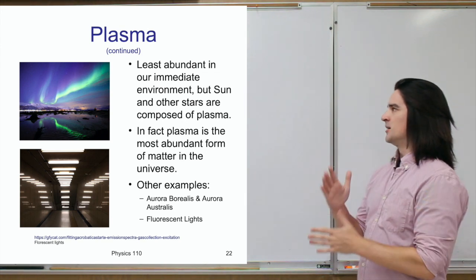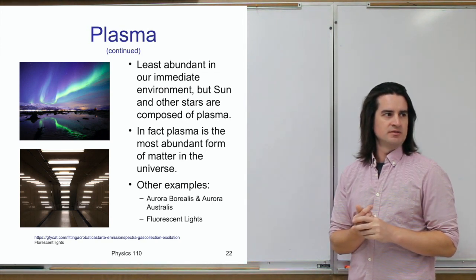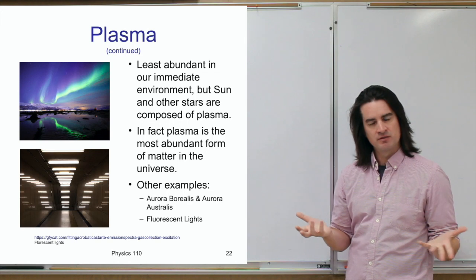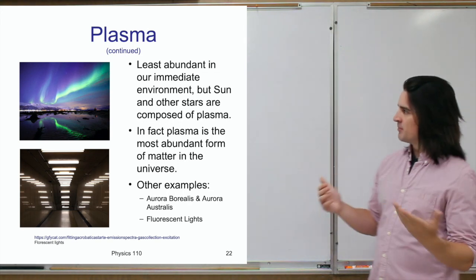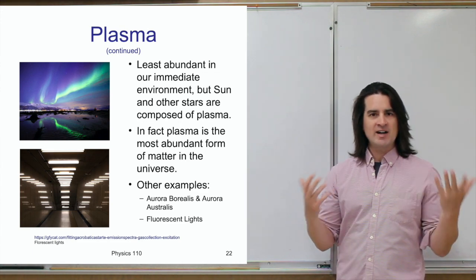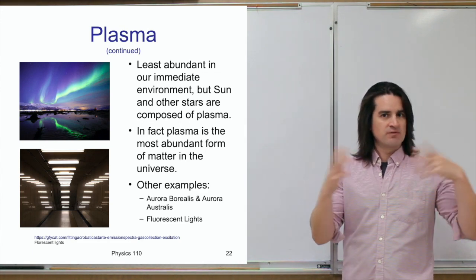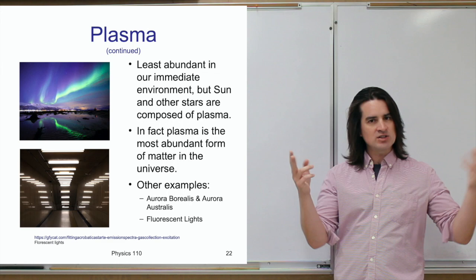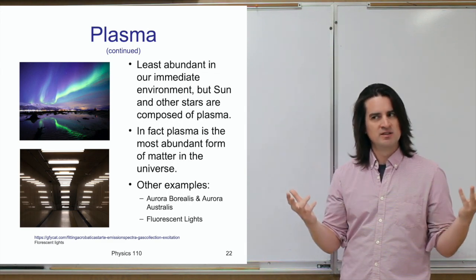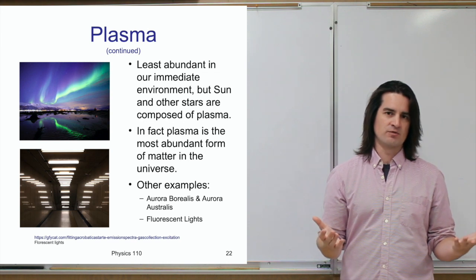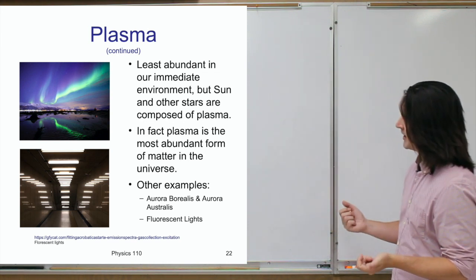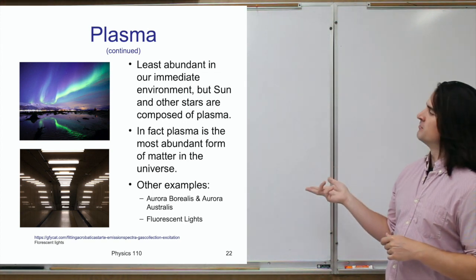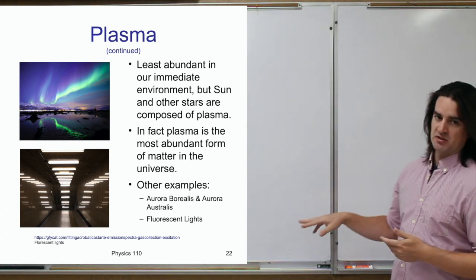Funnily enough, plasma is not a very common state. It's the least common state of matter on Earth. But if you think about it, like I said, the sun's made of plasma, and the vast majority of the stuff that makes up the universe, there's tons and tons of stars, right? So stars make up a large majority of the stuff of the universe, which means that plasma is actually the most abundant state of matter in the universe. Probably followed by gas after that. So some other examples of plasmas would be fluorescent light bulbs.